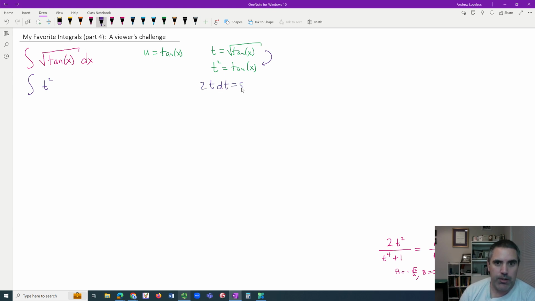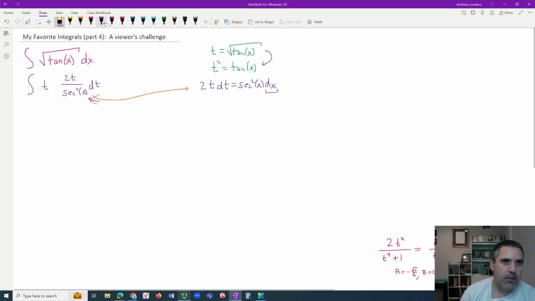dt is equal to secant squared of x dx, and if you solve for dx, you get 2t. Sorry, I miswrote. This is just t. You get 2t over secant squared. And that should bother you, that there's still an x hanging around. But students who've taken calculus with me know there's a maneuver that gets you out of that, which is to go back here and figure out if there's a way to get rid of your secant squared.